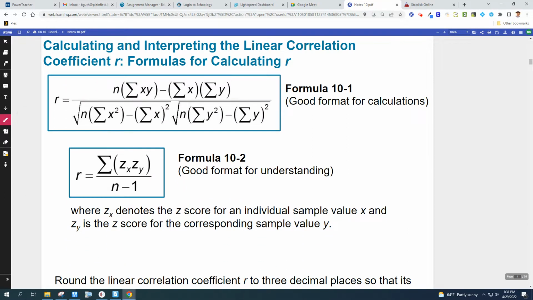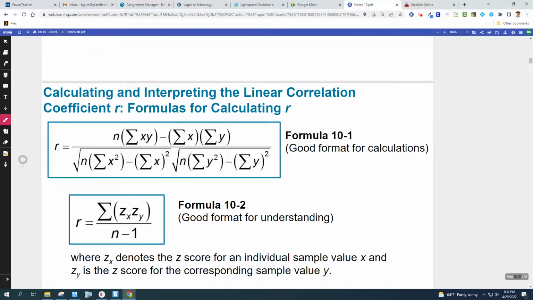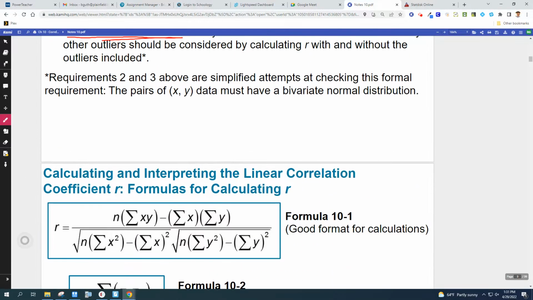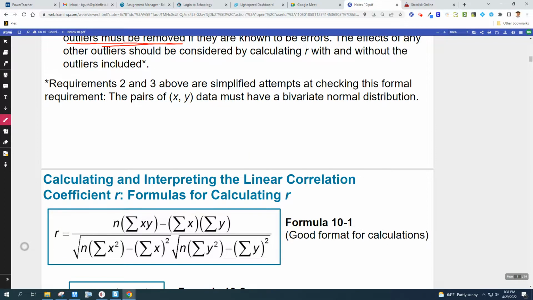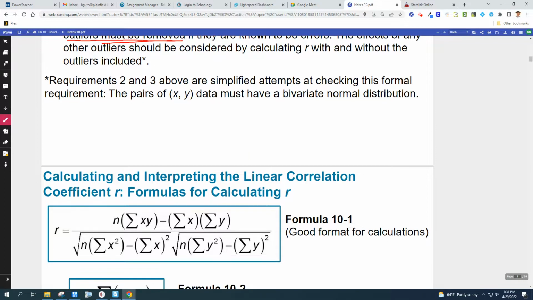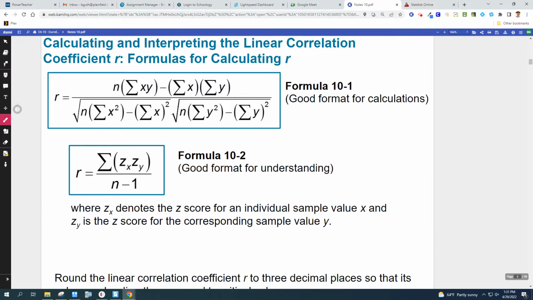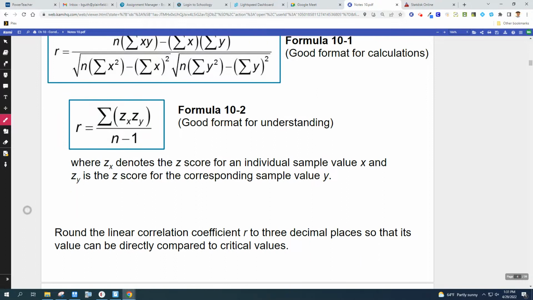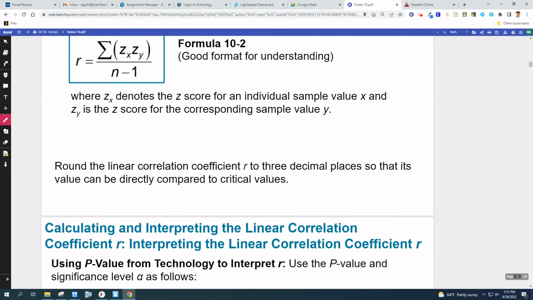Now, these two equations are what we're going to use to calculate this R value. The first one looks really complicated, but honestly, it's easier to use this one. I would rather use the first one than the second one. It's honestly easier. The bottom one looks like it's going to be easy, but we're going to have to do something with z-scores.